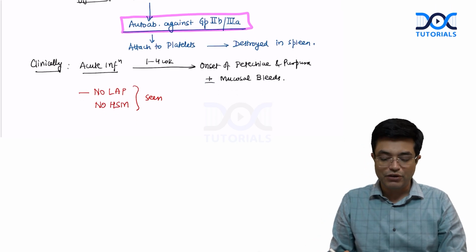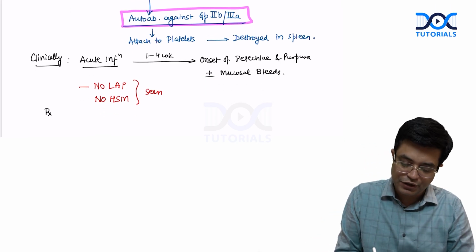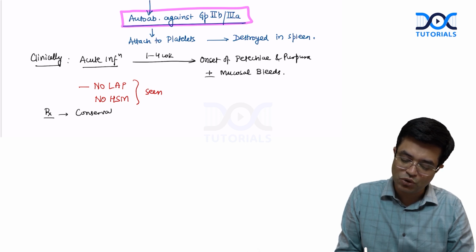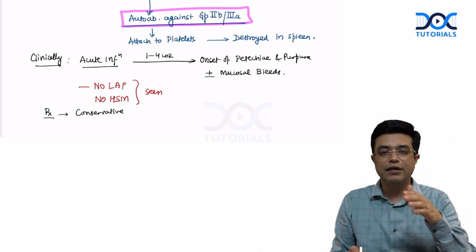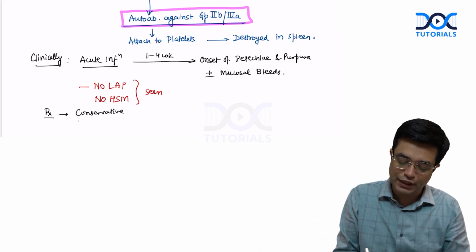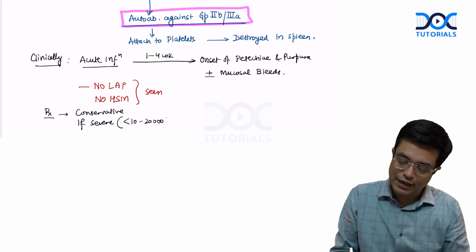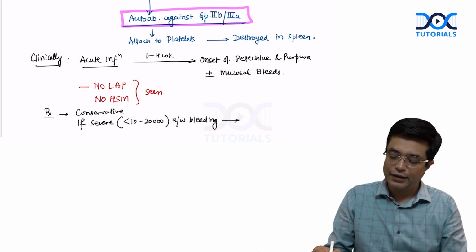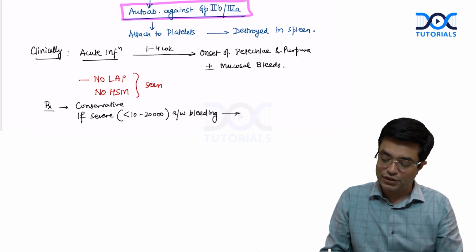Now, what is the treatment that you give? Treatment is generally conservative or supportive. Most of these patients have a dip in platelet count somewhere around 25 to 50,000 and then it automatically improves. If it is severe, that is less than 10 to 20,000 and associated with bleeding, then you need to consider drugs. If there are serious clinical bleeds, you need to consider drugs.